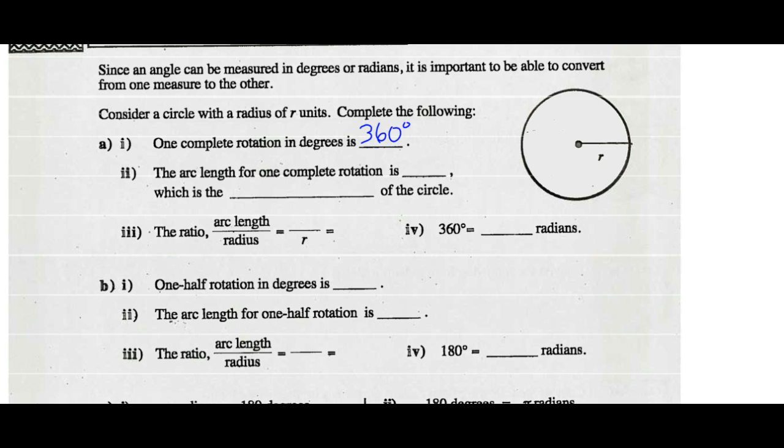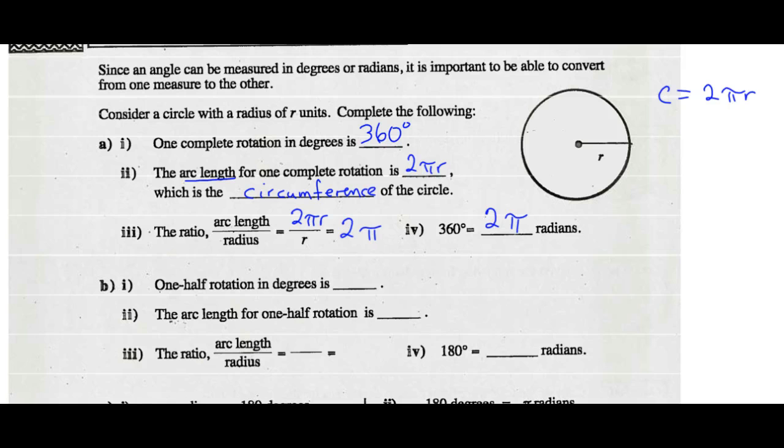The arc length for one complete rotation would be considered the circumference. The definition of circumference is 2 pi r. So we'd say the arc length for one complete rotation is 2 pi r, which is the circumference of the circle. The ratio arc length over radius then is 2 pi r divided by r, which gives us 2 pi. So in other words, 360 degrees is the same as 2 pi radians.